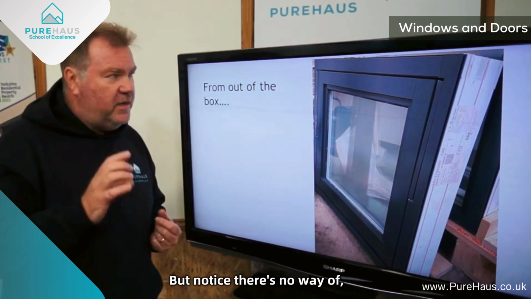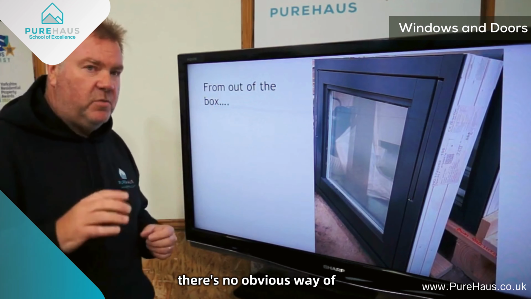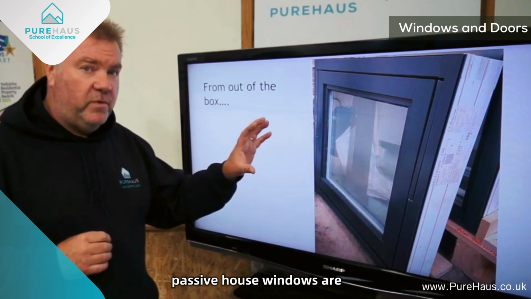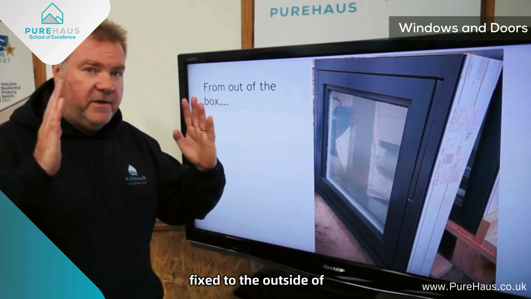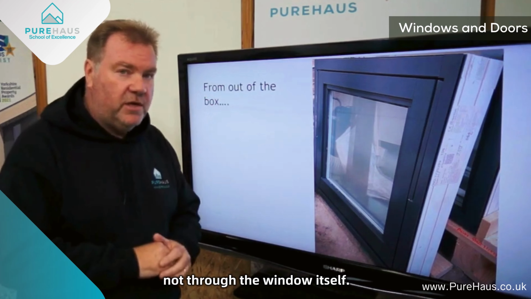But notice there's no obvious way of fixing this window. The reason is most passive house windows are fixed with a bracket fixed to the outside of the window and then to the structural opening, not through the window itself.